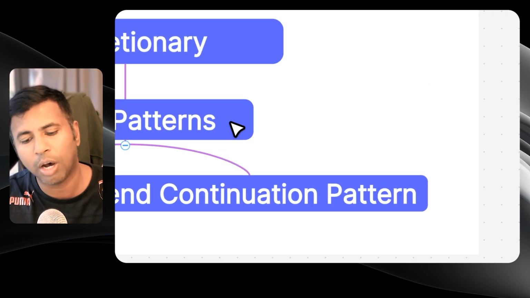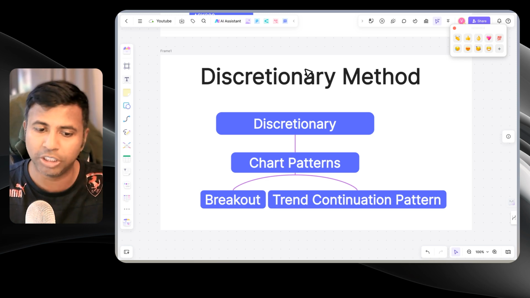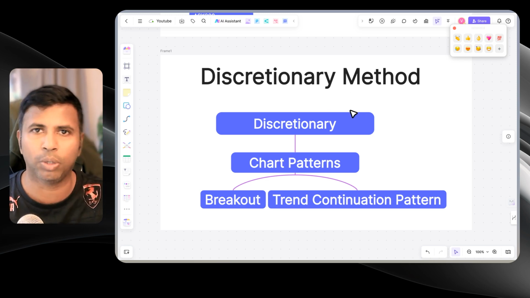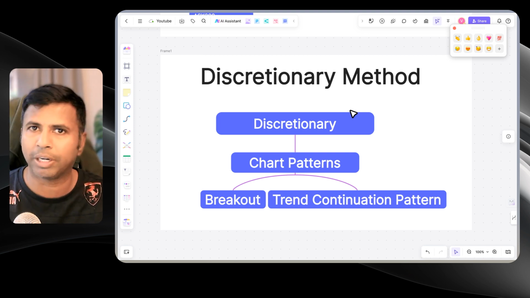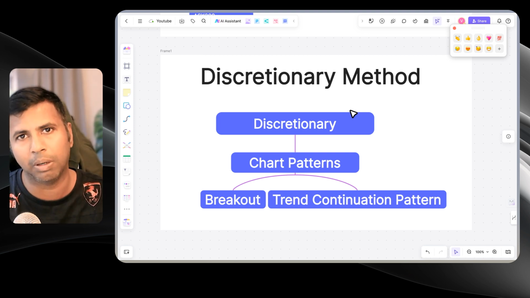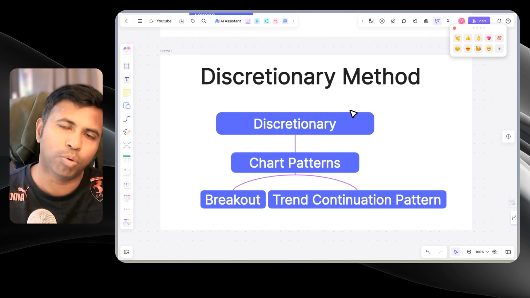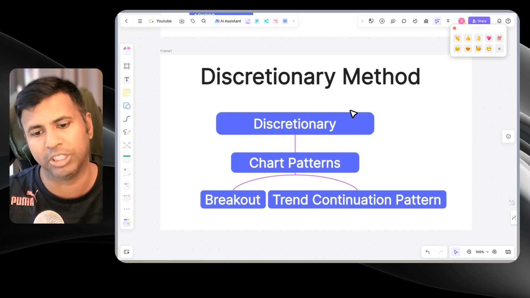This is how I look for these chart patterns in my existing positions in my systematic portfolio, as well as scanning for these chart patterns in the strongest trending momentum stocks, and then looking for chart patterns in those momentum stocks as well. I look for breakouts and I look for trend continuation patterns to take positions.